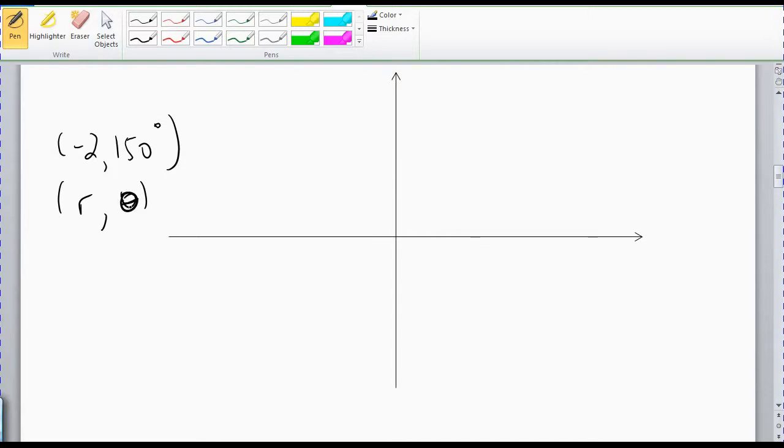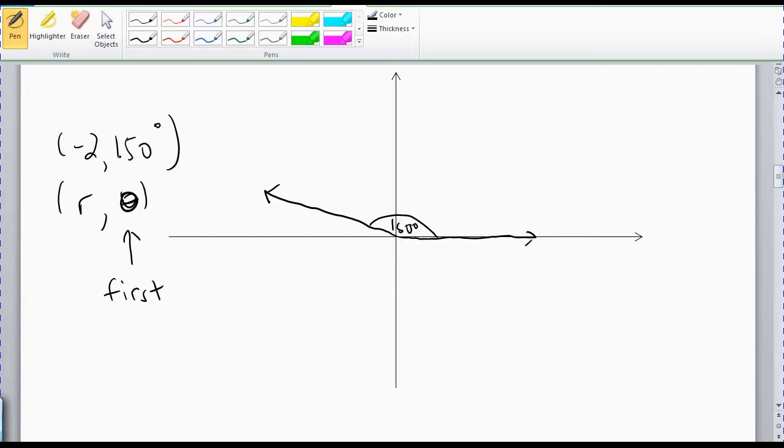So what I want to do first is draw the angle. For 150 degrees, I'm going to start on this polar axis first. And 150 degrees is about right there because it's 30 away from the 180 degrees. So my angle, this is my initial side. This is my terminal side. This is my 150 degree angle.